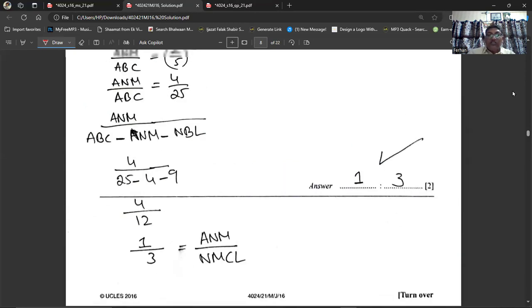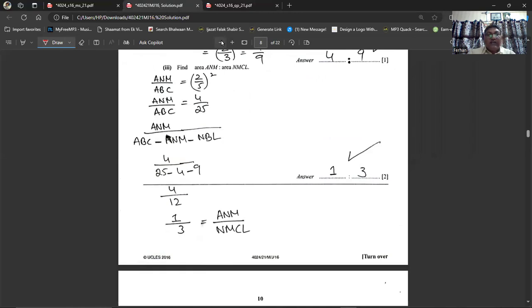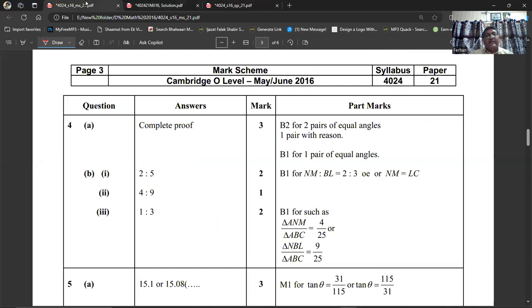So it's not that easy. It's a little difficult. But you can see here, I need to write an equal sign here. Okay, so this is how it is: 1:3. 1:3 is the answer, sir.